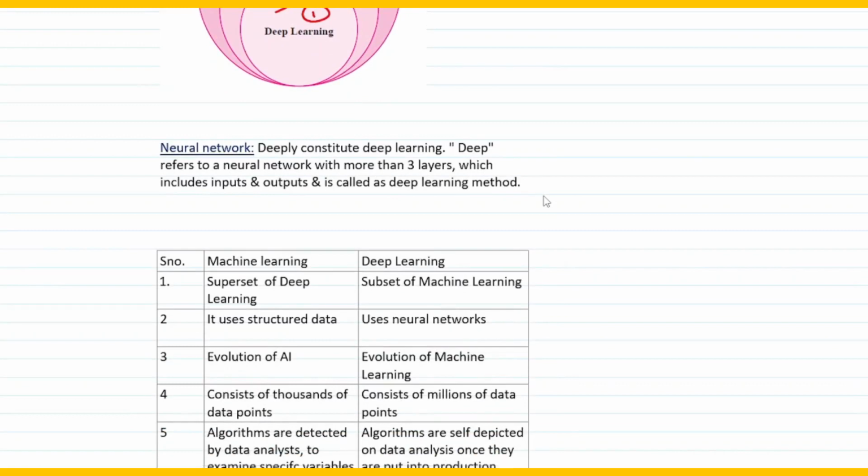Okay, now we come to something called a neural network. If you remember, this is something we have already discussed. This basically constitutes deep learning. So when I talk about neural networks, I am talking about deep learning. Deep refers to a neural network with more than 3 layers, right? This includes inputs and outputs, and is called the deep learning method.